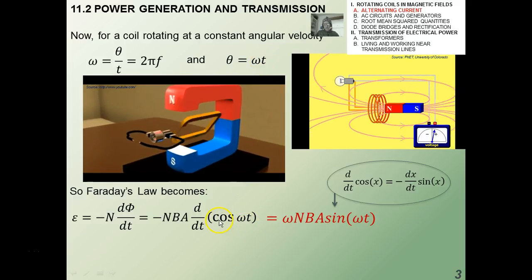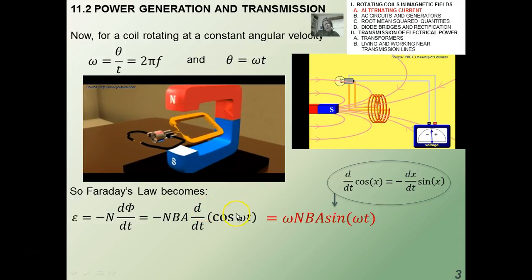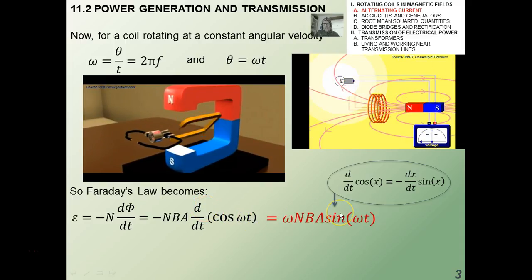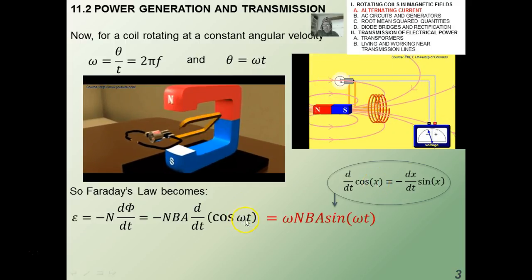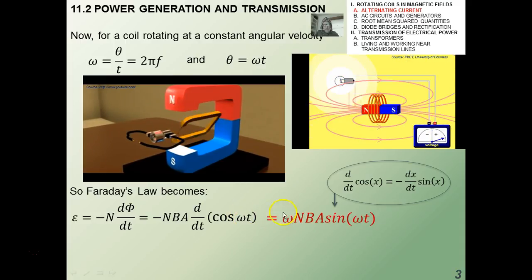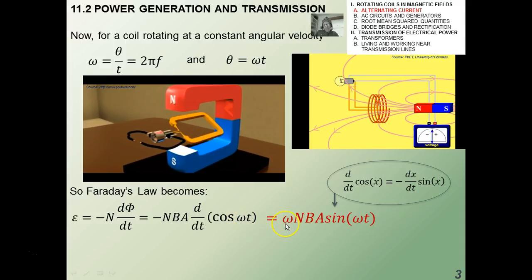Now, by your rules of calculus, if you take the derivative of cosine omega t, you have to actually take the derivative of what's inside after you convert it to the negative sign. The derivative of omega t is just omega. That's why we have this all-important omega term out here in front.